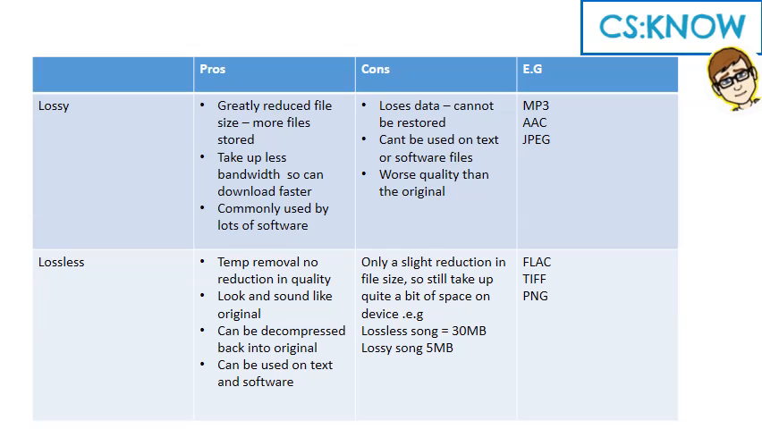The cons are, because it's only a slight reduction, because we're not losing anything, it's still going to take up a lot of space. So it wouldn't be beneficial for us to use lossless on a song if it was just going on an MP3 player. The example used here is that a lossless song would be 30 megabytes, whereas a lossy song is 5 megabytes. FLAC, TIFF and PNG are examples of this type of file.